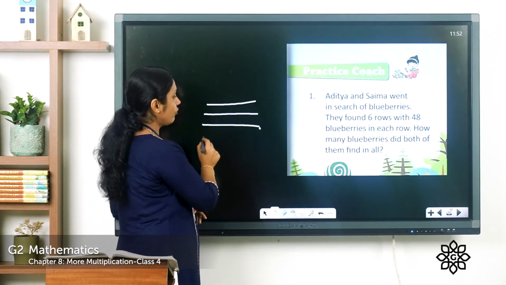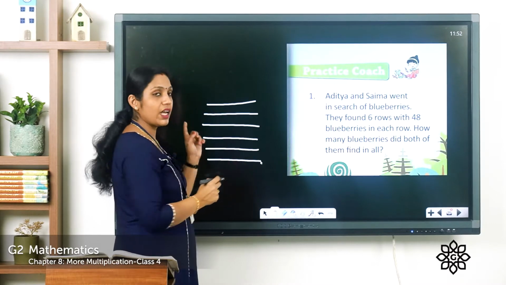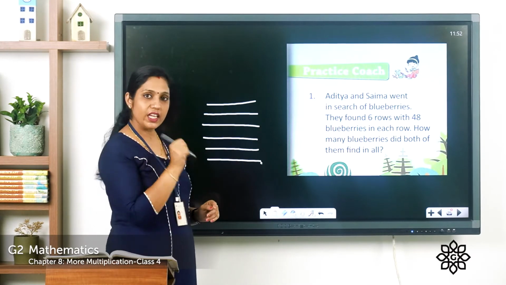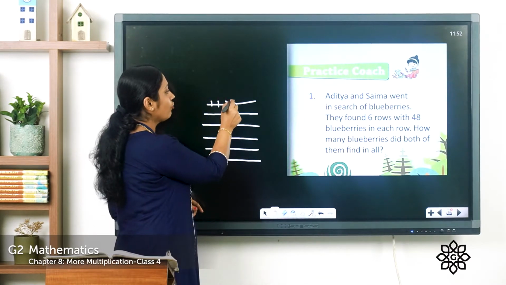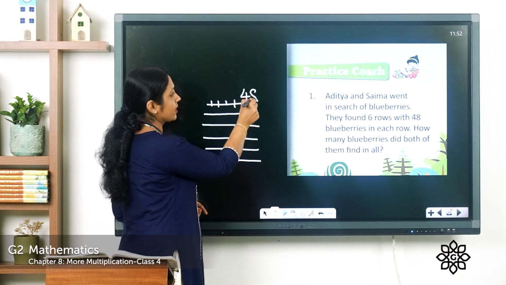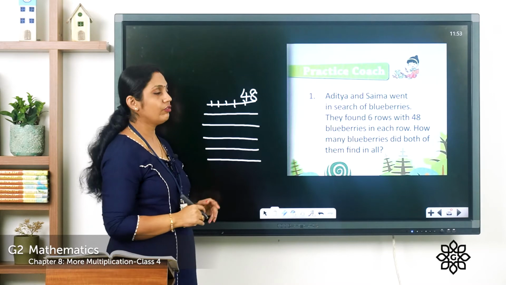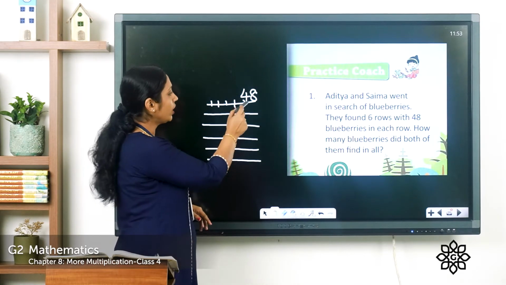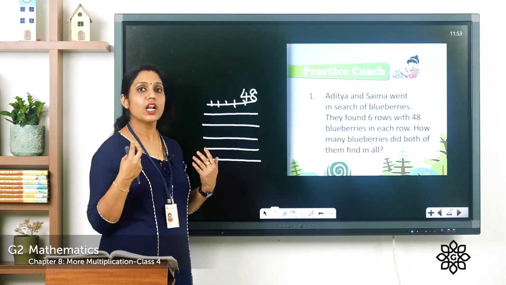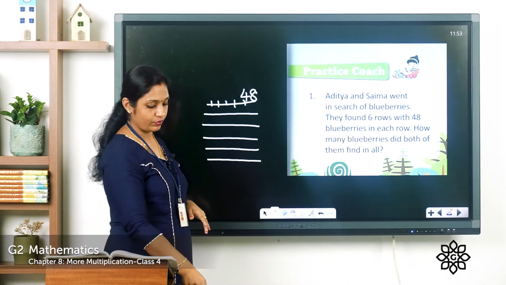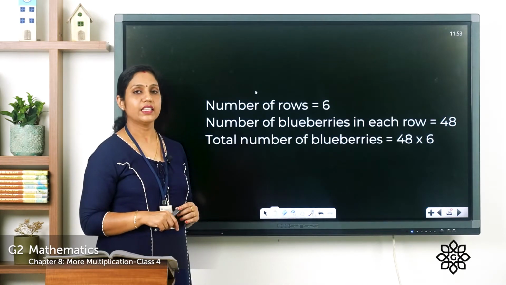1, 2, 3, 4, 5, 6. There are 6 rows and in each row there are 48 blueberries. Now, how many blueberries did both of them find in all? Now, we have to find out in these 6 rows, total how many blueberries are there. So, let's start writing the steps.